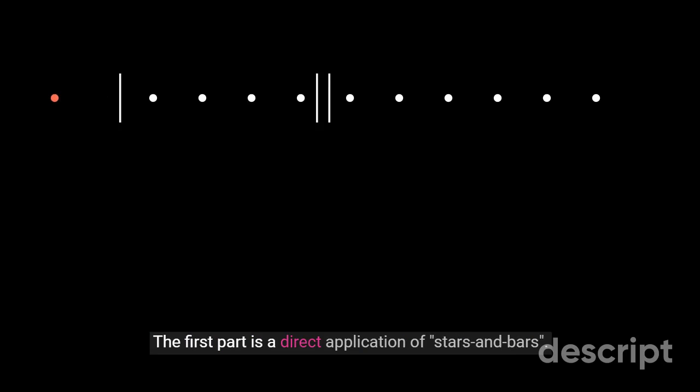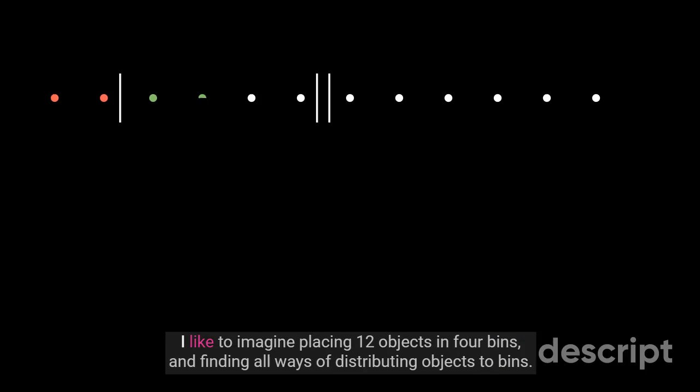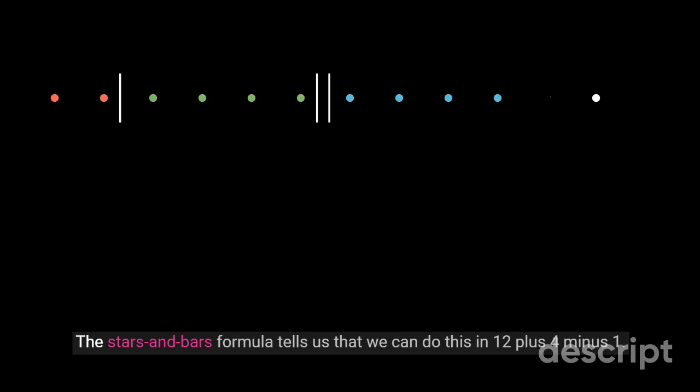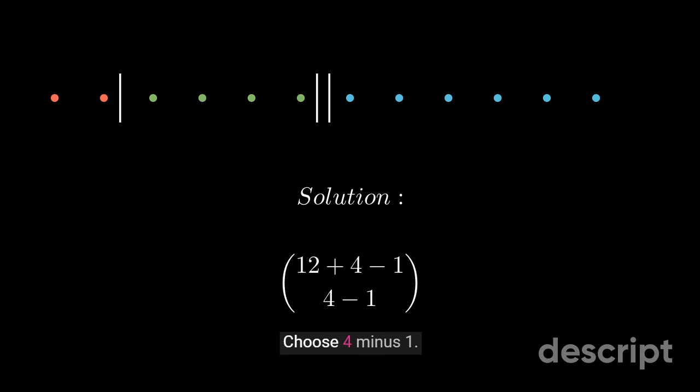The first part is a direct application of stars and bars. I like to imagine placing 12 objects in 4 bins and finding all ways of distributing objects to bins. The stars and bars formula tells us that we can do this in 12 plus 4 minus 1, choose 4 minus 1 ways. In the second part of the problem, we care about the order of the colors. Therefore, we cannot count in the same way as before. Instead, we can start by drawing each position that the marbles could be in. We can then choose a color for each position. This can be done in 4 to the 12 ways.